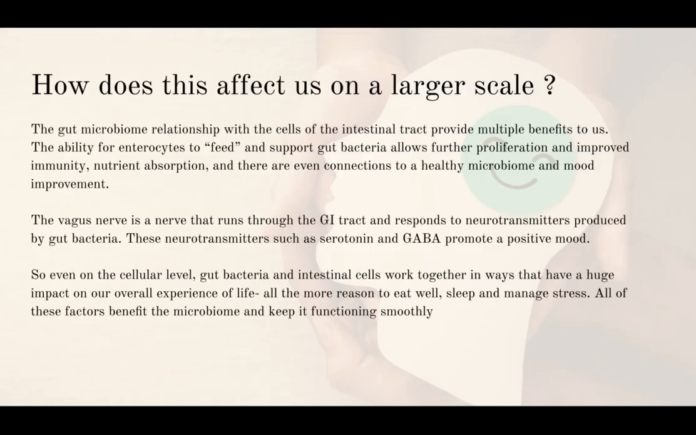To elaborate on this, the vagus nerve is a nerve that runs through the GI tract and responds to neurotransmitters produced by gut bacteria. These neurotransmitters, such as serotonin and GABA, promote a positive mood. So even on the cellular level, gut bacteria and intestinal cells work together in ways that have a huge impact on our overall experience of life. All the more reason to eat well, sleep, and manage stress. All of these factors benefit the microbiome and keep it functioning smoothly.